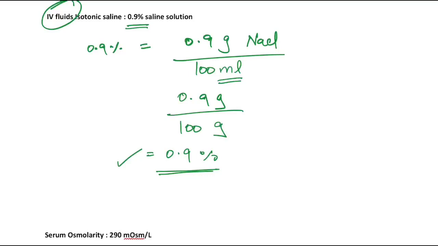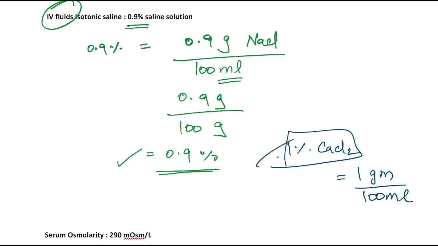0.9 percent solution. And for any substance for that matter, if you want to calculate the 1% calcium chloride solution, how is it prepared? It is prepared by dissolving 1 gram of calcium chloride in 100 ml of water. This is the percentage solution.